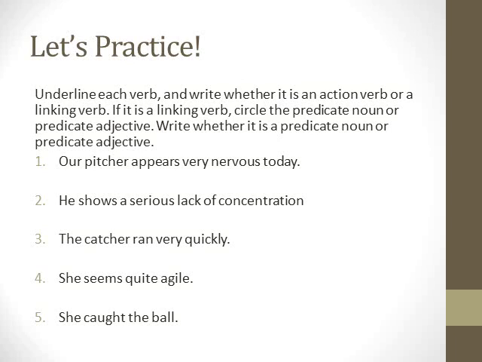So number one, our pitcher appears very nervous today. Our subject is pitcher, and our verb is going to be appears. And in this case, the entire sentence is describing what the pitcher is like. So our pitcher appears very nervous today. Therefore, appears is going to be the linking verb. So now that we found our linking verb, let's see if we have a predicate noun or predicate adjective. Our word here is actually going to be nervous because it's telling what our pitcher appears to be like. Nervous is an adjective, so we know that this is going to be a predicate adjective.